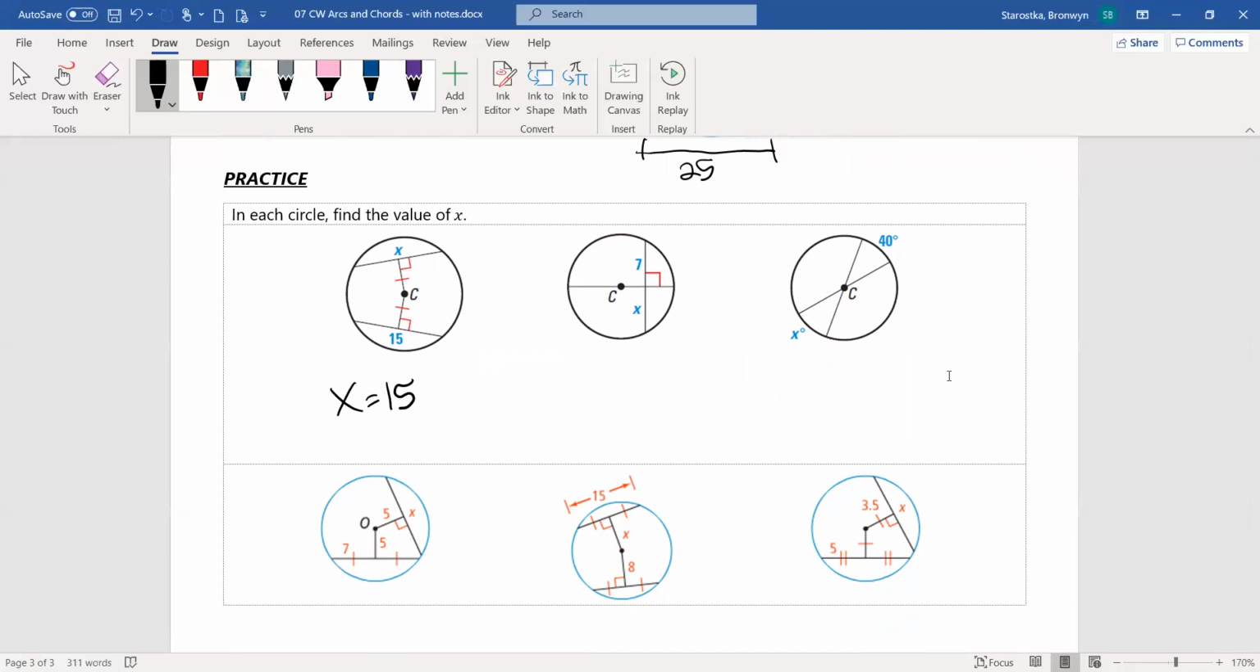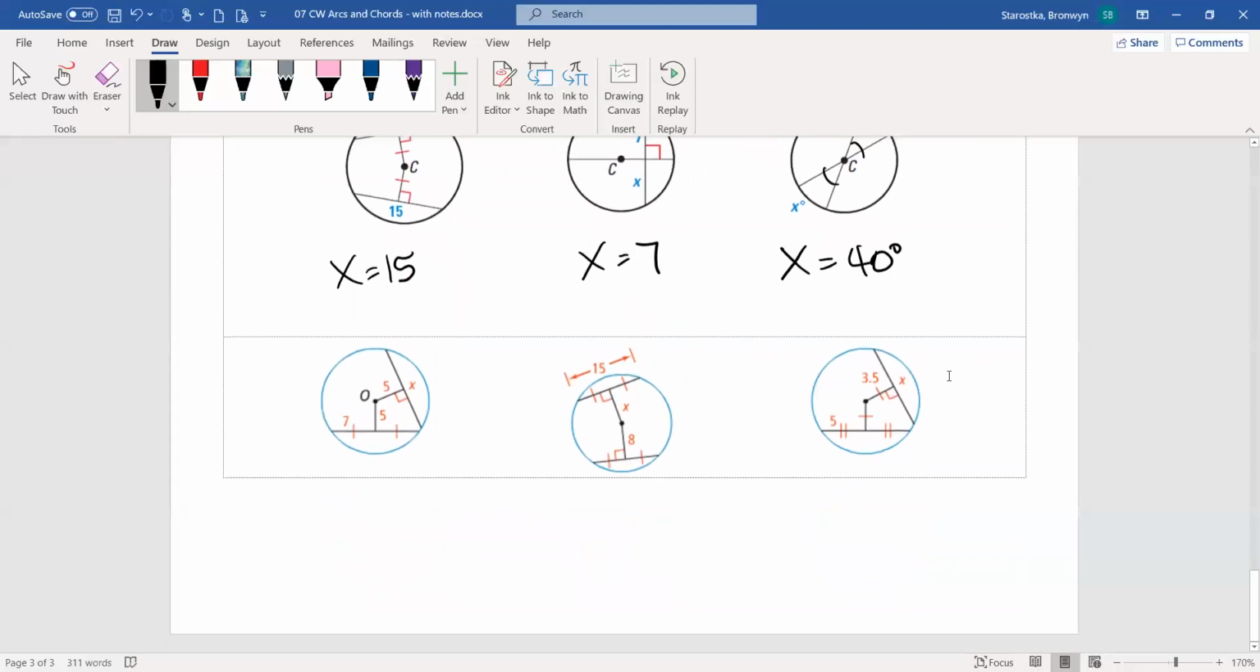We've got a perpendicular bisector. X must equal 7. We've got vertical pairs. Those vertical pairs are central angles. If the central angles are congruent, the arcs are the same. Distance from the center to the chord is the same. If one of the segments is 7, the whole chord is 14, which means x equals 14.